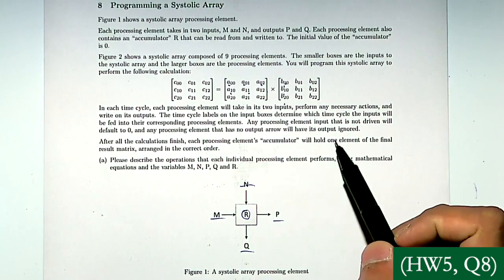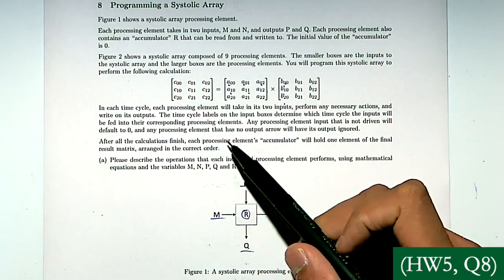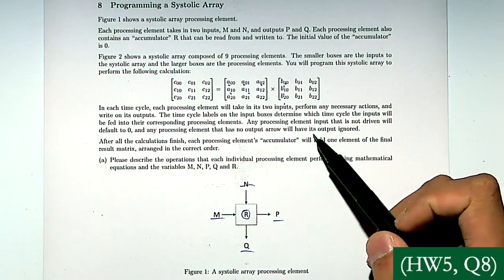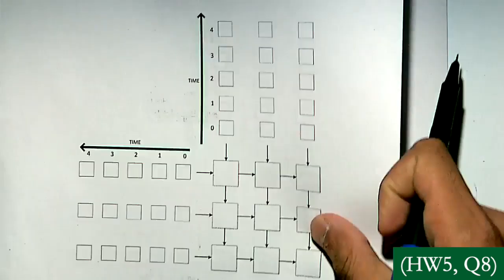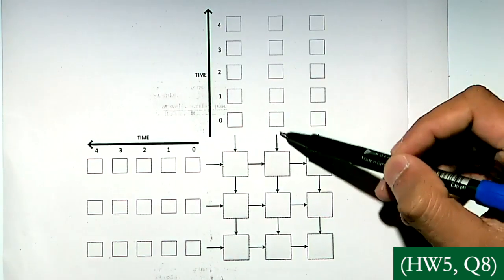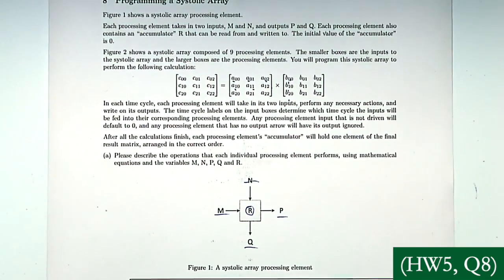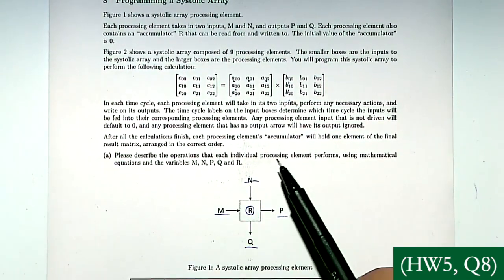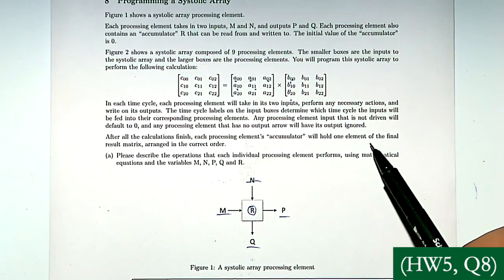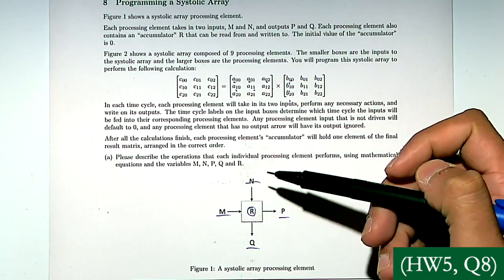Any processing element input that is not driven will default to 0. And any processing element that has no output arrow will also have its output ignored. So the output from these is just basically discarded. And any input that we don't actually specify is just going to be 0. Okay. So after all the calculations are finished, each processing element's accumulator will hold one element of the final resultant matrix arranged in the correct order, right?